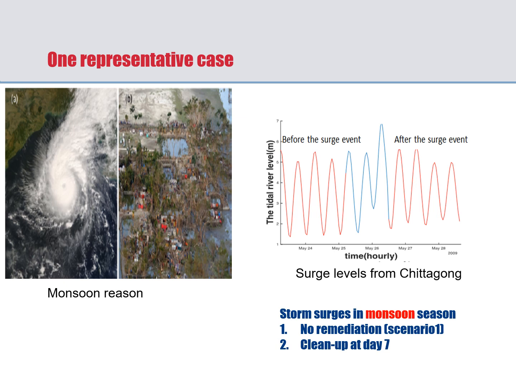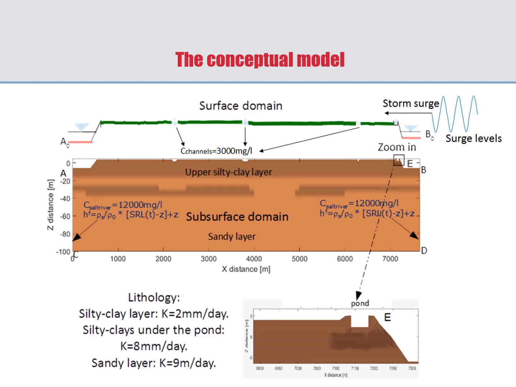We did two cases. The first one is no remediation, and in the second case we try to clean up the pond at day 7 after the storm surge left. So it just changed the tidal river level to the surge level.